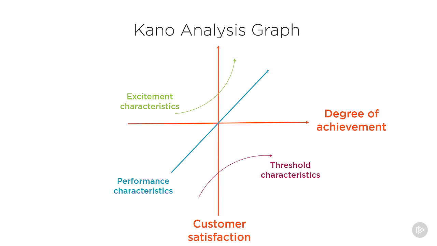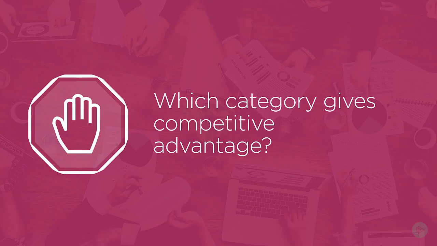These are usually not represented on the graph and they don't add any value to the customer. Plus, the customer doesn't want them. Now, take a moment to reflect on all 4 characteristics. Which one of them do you think would give you a competitive advantage? Which one, in your opinion, represents a good return of investment?